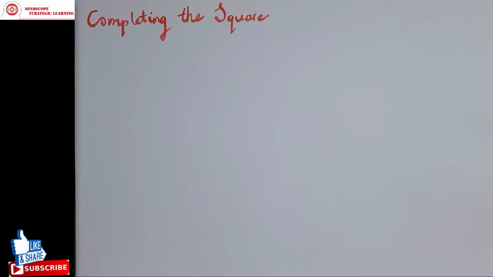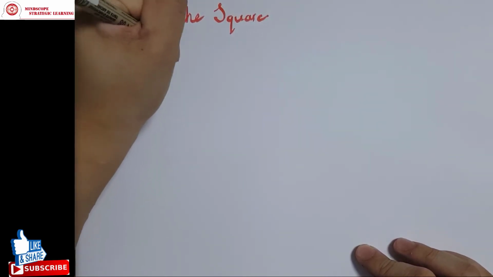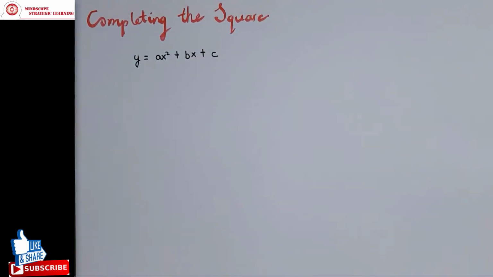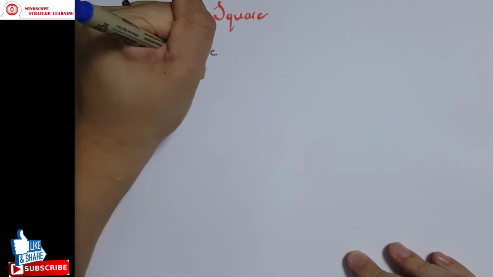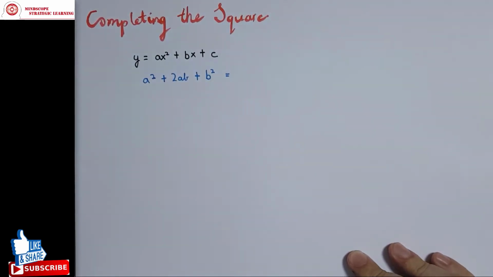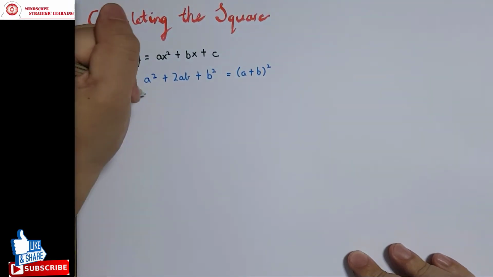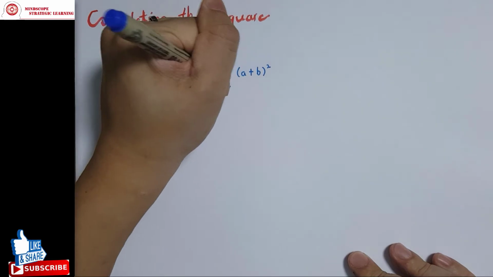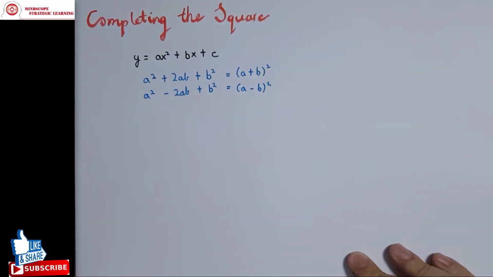Let us begin. Now first, the general form for a quadratic is written as y equals ax squared plus bx plus c. For this tutorial, we will need to understand two special product formulas. These formulas are a squared plus 2ab plus b squared, and that can be factorized into (a plus b) bracketed square. Next, we also need to know that a squared minus 2ab plus b squared can be factorized into (a minus b) squared. Now, let us begin.